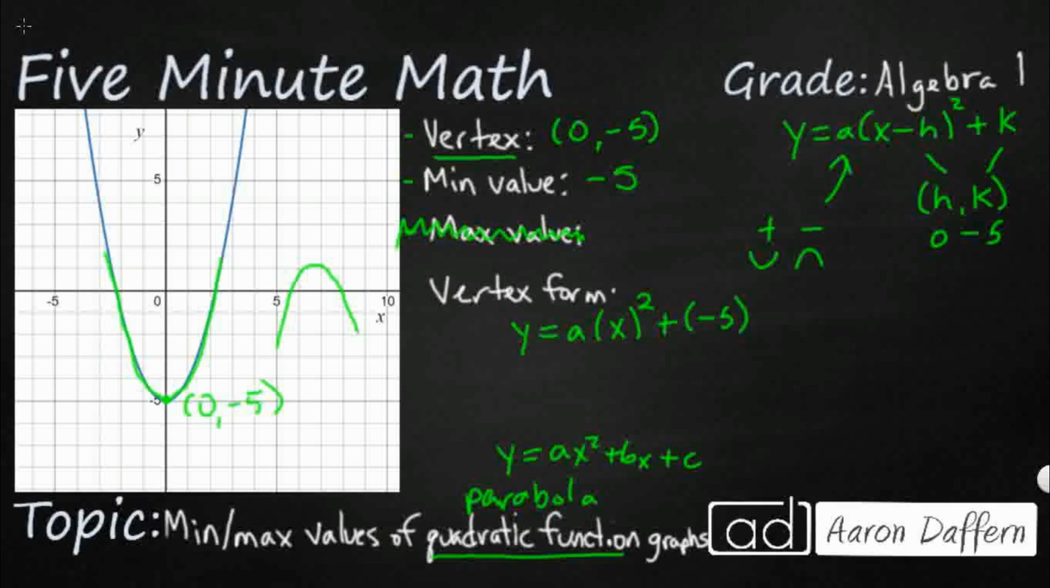Now, to find the a, I'd need to plug in some other points. Maybe I can plug in this point right here at (3, 4). I'd have to plug that in to find the value of the a, but we can at least figure out what the rest of it is, because that's really an x minus 0. Let's look at another example.